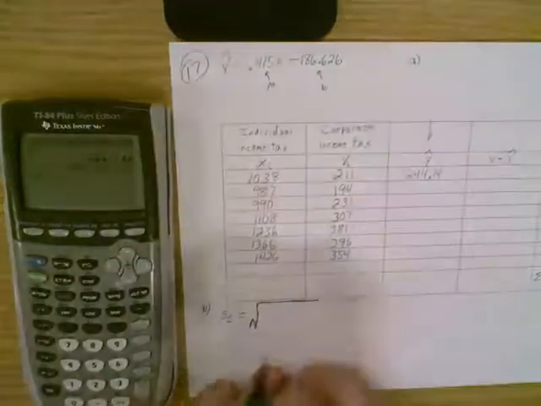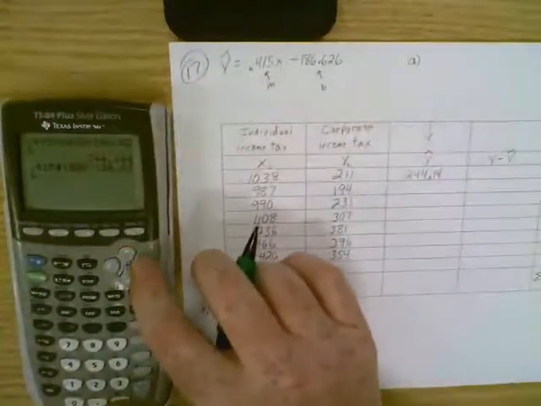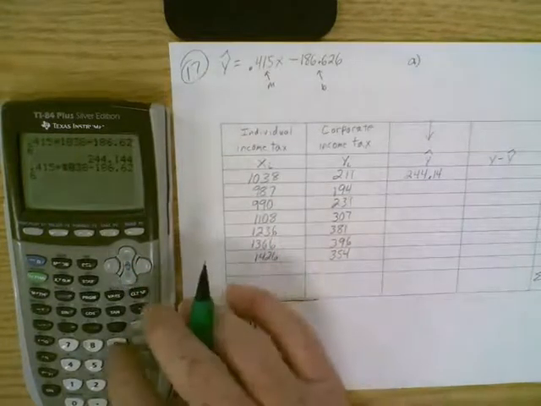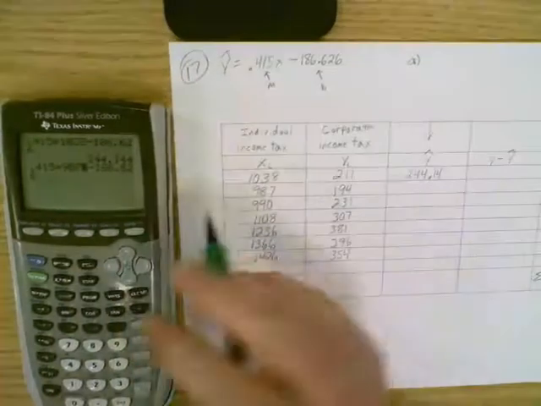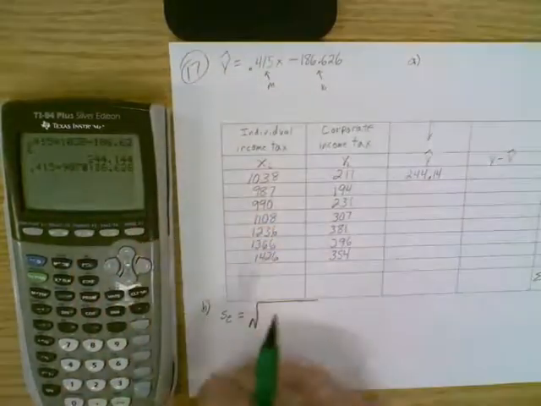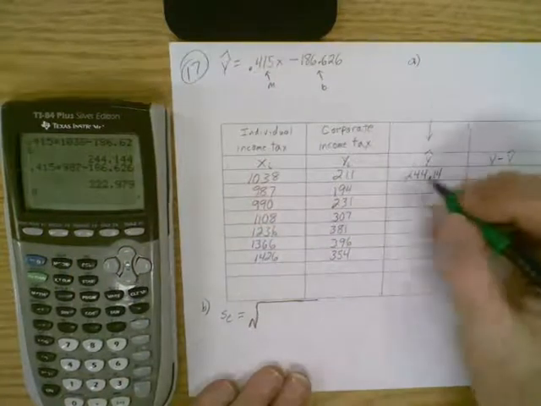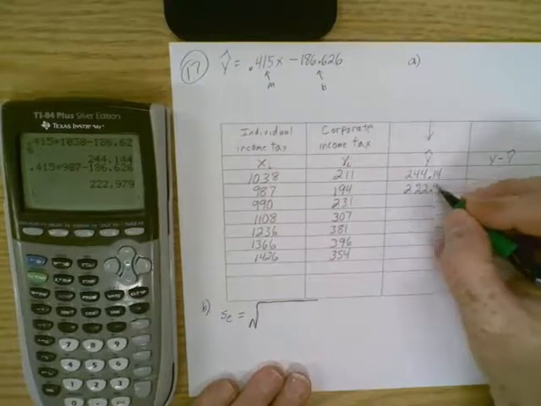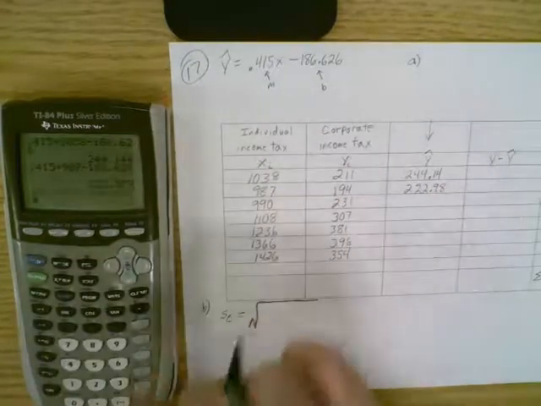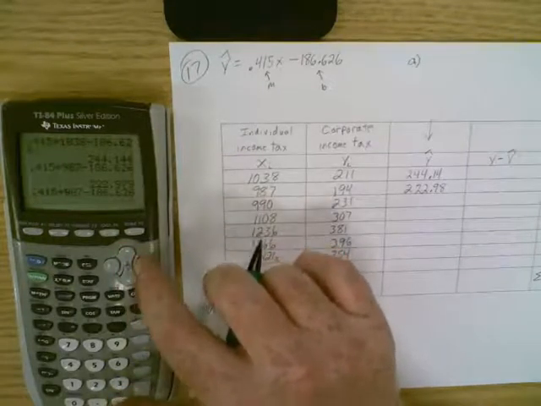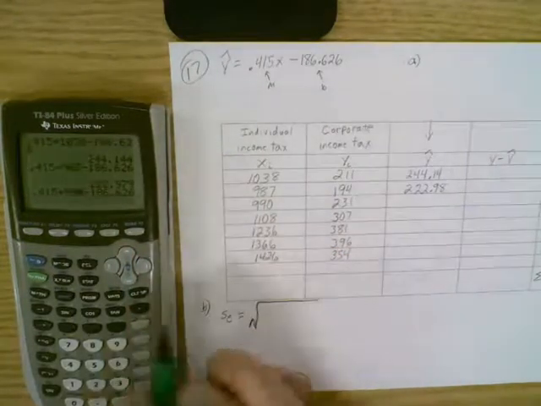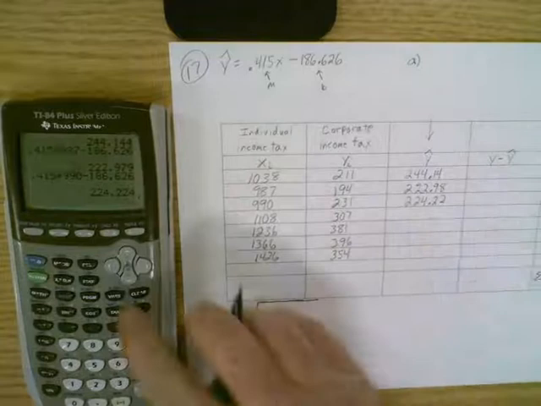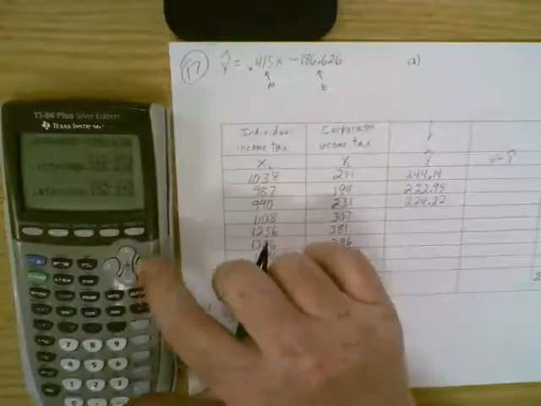Then if we hit second, enter, we can go right back in there, and in place of 1038 we're going to put in 987, and we have that extra number. We just have to get rid of that extra number, so hit delete, hit enter, you end up with 222.98. Second, enter, go back up into that same equation. This time we're putting in 990, hit enter, it's 224.22.